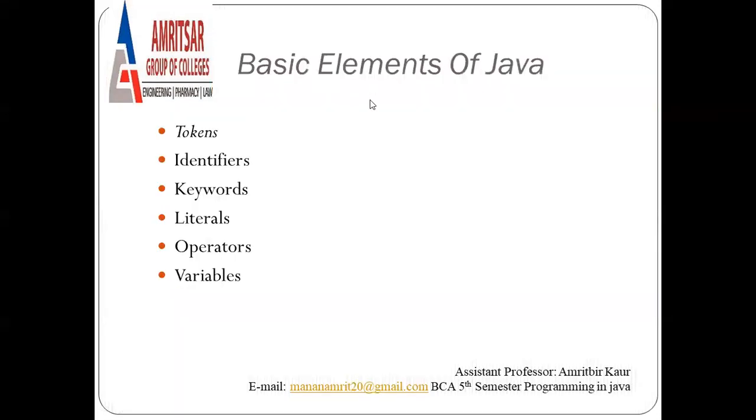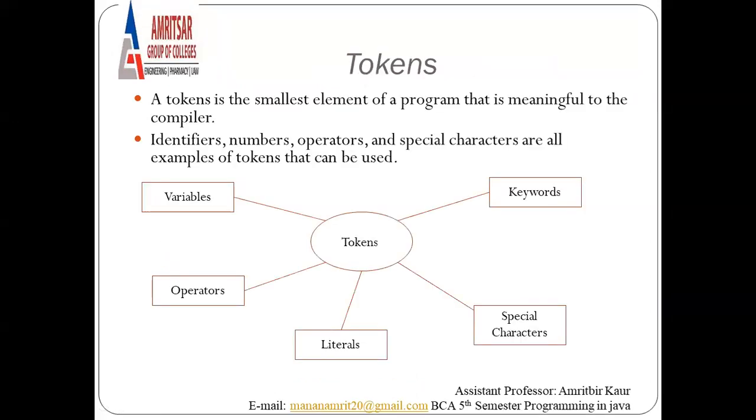Some basic elements of Java are tokens, identifiers, keywords, literals, operators, and variables. First one is tokens. A token is the smallest element of a program that is meaningful to the compiler. So a token is basically the smallest element in a program, like it can be one word. For example, our semicolon. If we forget the semicolon, then there will be an error. So basically a token is a small unit. It can be one word, two words, and so on.